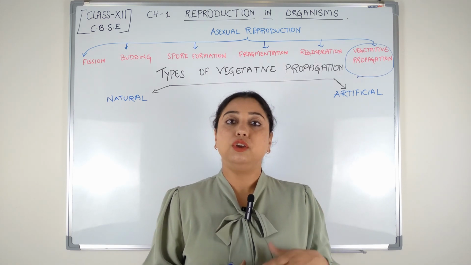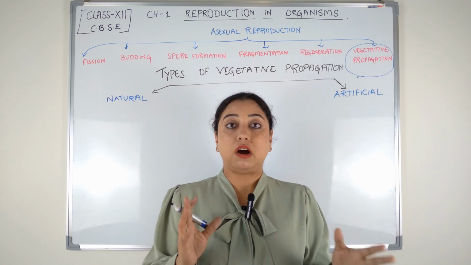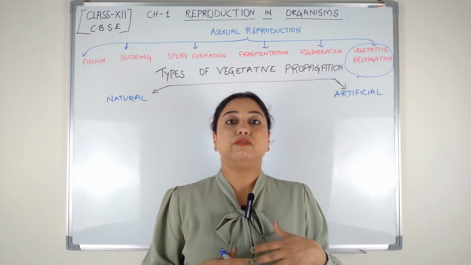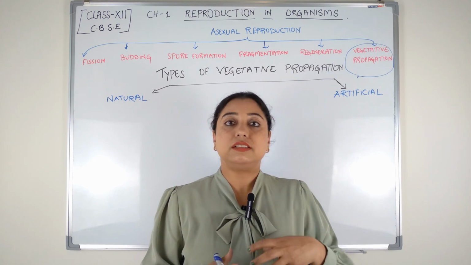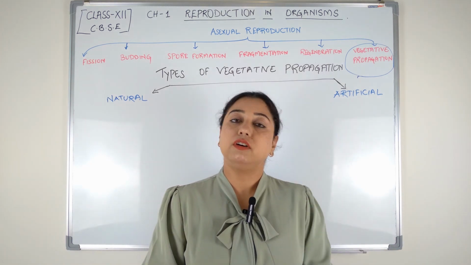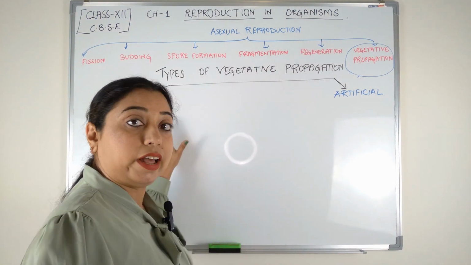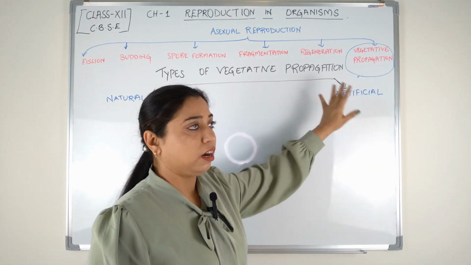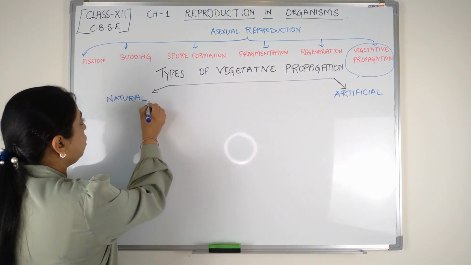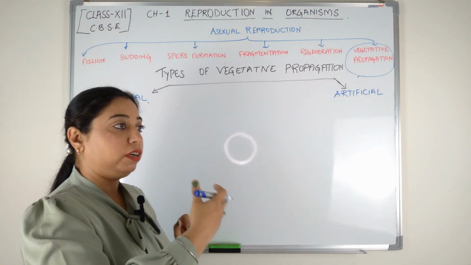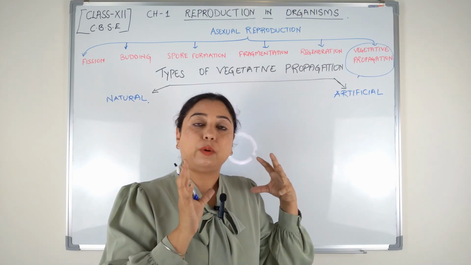There is no human intervention involved under natural vegetative propagation, but artificial vegetative propagation is mainly carried out by human beings only. In artificial vegetative propagation, horticulturists develop new and different types of methods to obtain desired qualities of plants by using vegetative propagation, right? So in NCERT only natural is mentioned, artificial is not there in your syllabus.